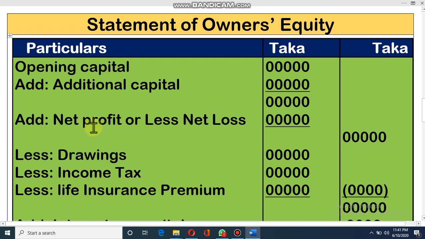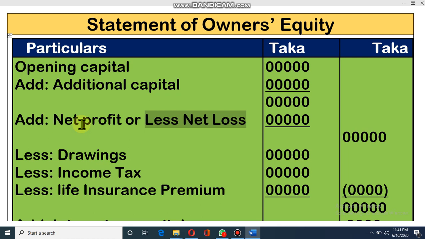Now we have to add net profit, or we have to subtract net loss. That means these two items will not come together. A business will not have both net profit and net loss. A business may have net profit or net loss. That means if it is net profit of the organization, then you will add it. If net loss of the organization, then you have to subtract it.